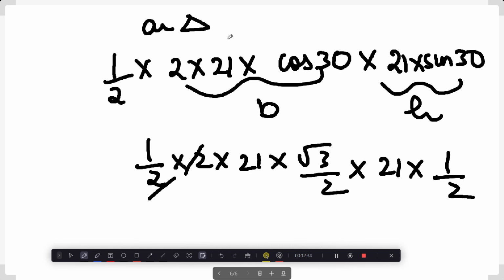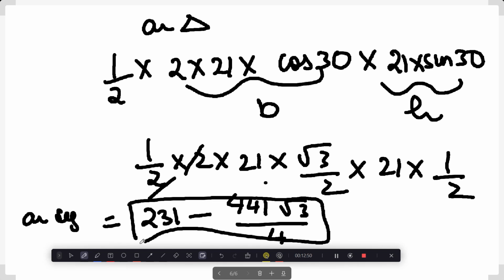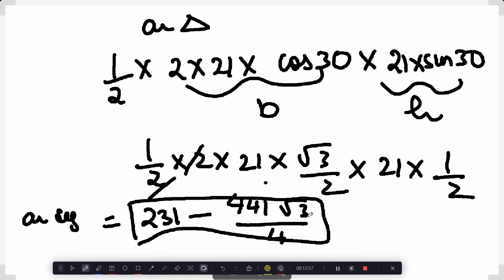Got it? So what is this? 21 into 21, 441. Root 3 by 4. So area of the segment will be 231 minus 441 root 3 by 4. That would be the area of the segment. What you can do is you can substitute 1173 and you can find out also. Right?